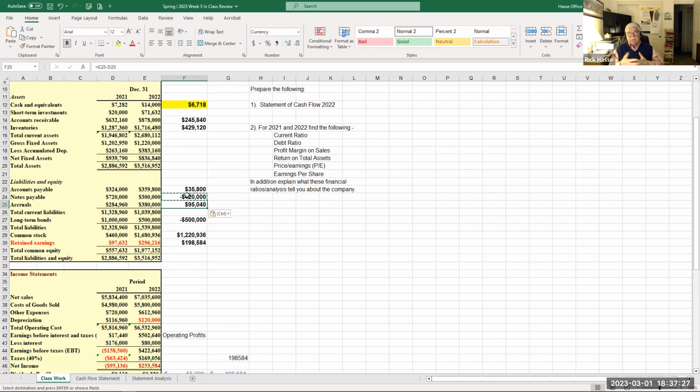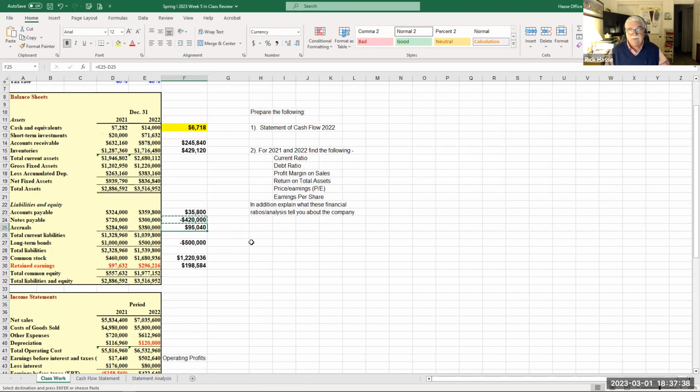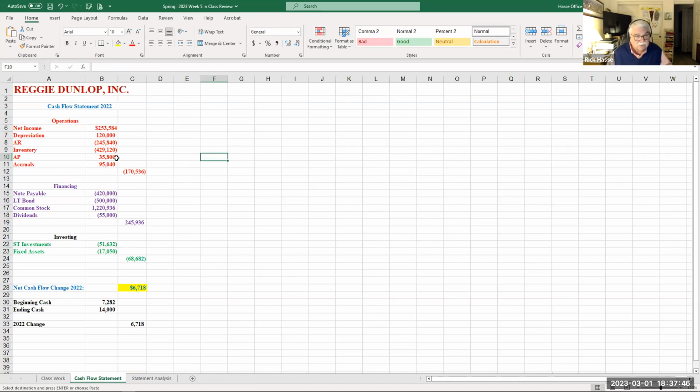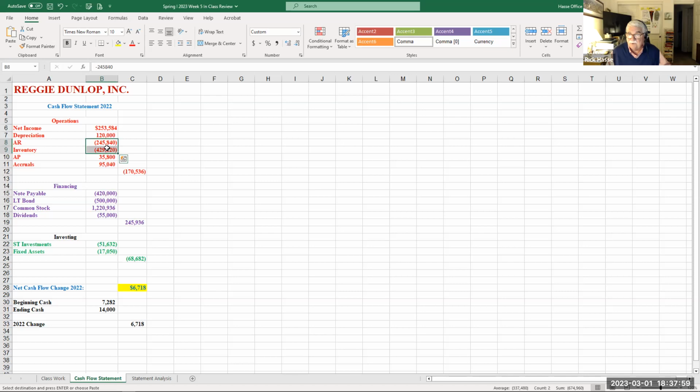Now, eventually, and within the next 30 days, probably in this business in January, they're going to pay those bills. Well, that's when the cash flow will be going out. But in this case now, it's additional cash coming into the business because we haven't paid it yet. So if you notice, $35,800 and $95,040 are both positive cash flow from operations. An increase in receivable and inventory, negative cash flow; an increase in payables and accruals, positive cash flow.